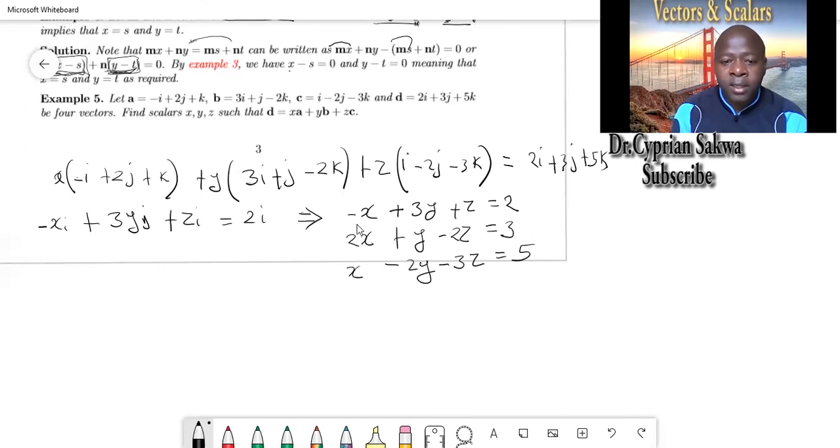These equations we can solve using various methods. You can eliminate one unknown, use this to eliminate one unknown, and use this to eliminate one unknown. You are left with two simultaneous equations and solve by either elimination or substitution. But I just want to do it by reducing this to echelon form, using elementary row operations. You can even use Cramer's rule if you want.